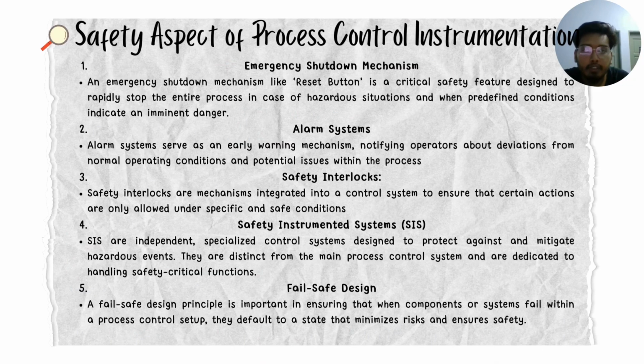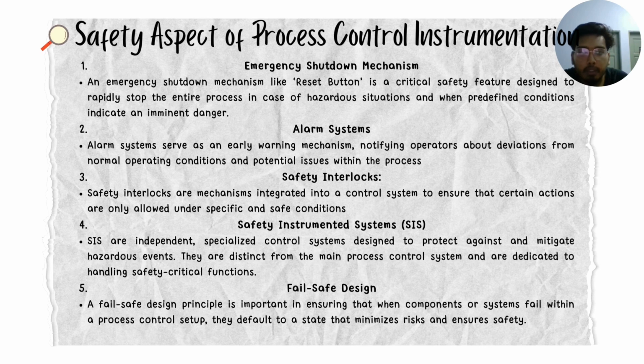Okay, next is about safety aspects of process control instrumentation. First one is the emergency shutdown mechanism. An emergency shutdown mechanism like the reset button is a critical safety feature designed to rapidly stop the entire process in case of a hazardous situation and when a predefined condition indicates imminent danger. Second is the alarm system. The alarm system serves as an early warning mechanism, notifying operators about deviation from normal operating conditions and potential issues within the process.